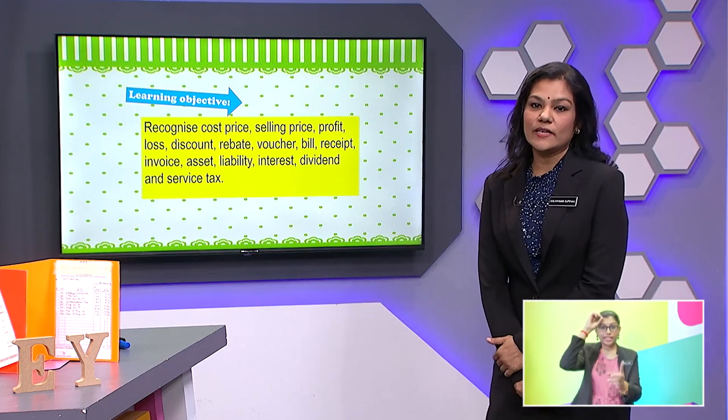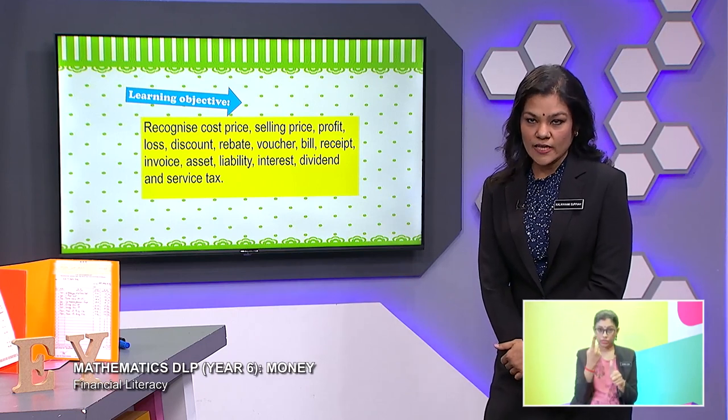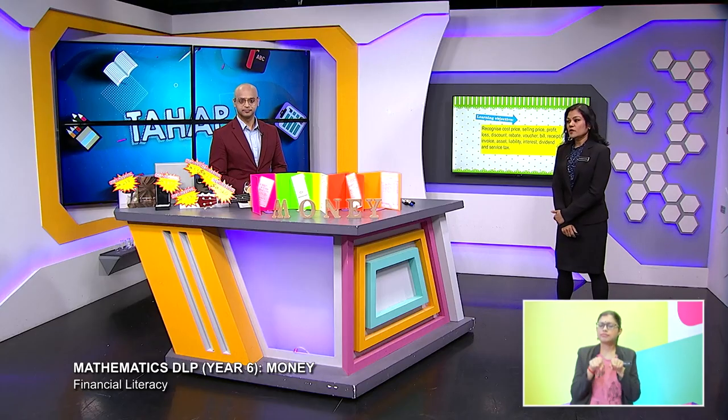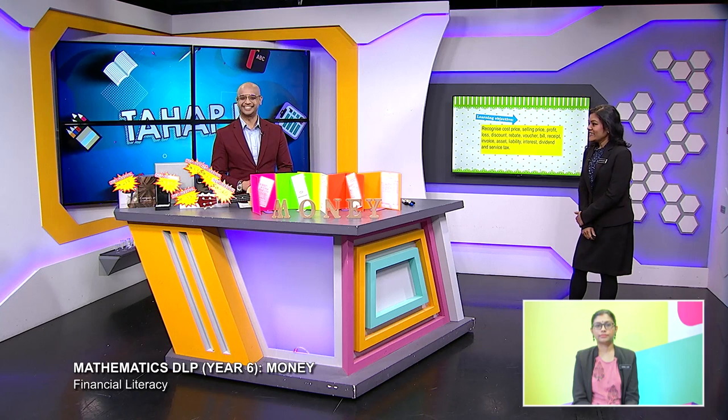Kids out there, you're going to know more and more terms in financial literacy. You're going to recognize what is cost price, selling price, profit, loss, discount, rebate. Normally discount and rebate are the same, but what is the difference between discount and rebate? Then voucher, bill, receipt, invoice, asset, liability, interest, dividend, and service tax.